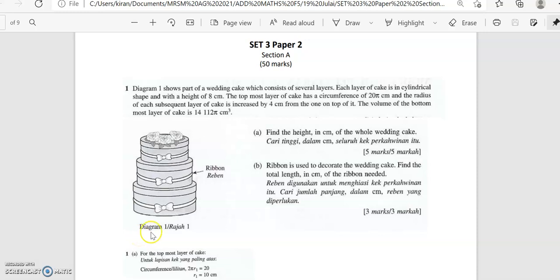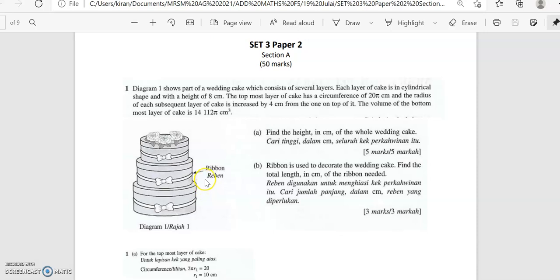Okay, so now we want to discuss question 1 for paper 2 set 3 section A. Diagram 1 shows part of a wedding cake consisting of several layers. Each layer of cake is in cylindrical shape with a height of 8 centimeter.